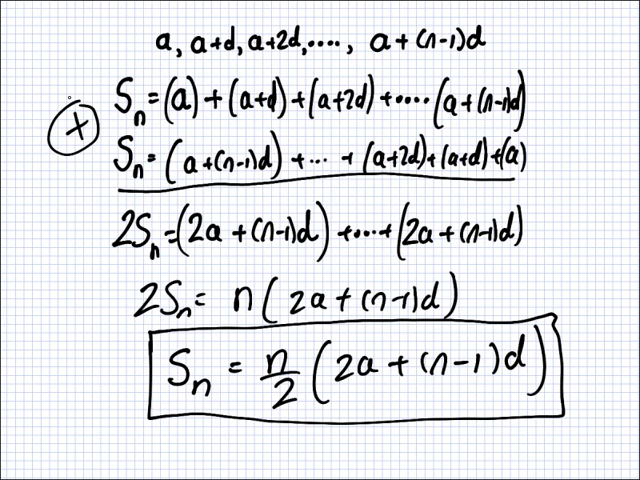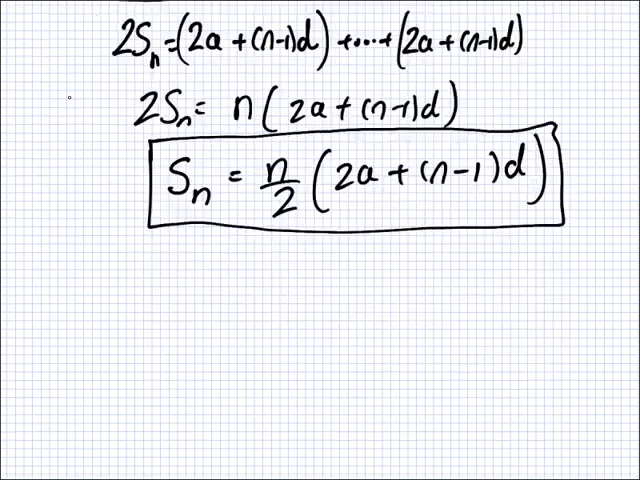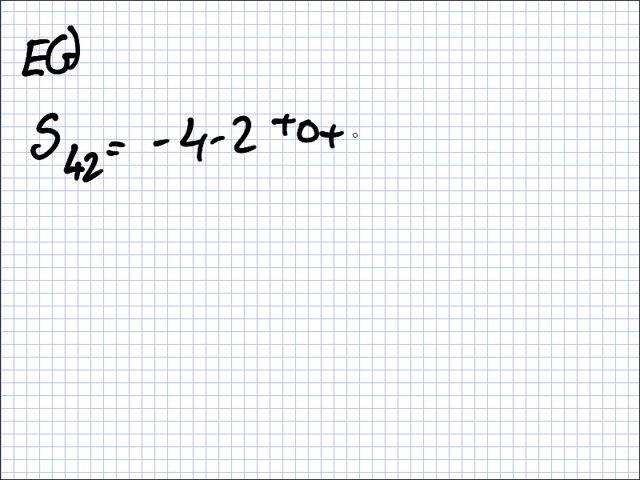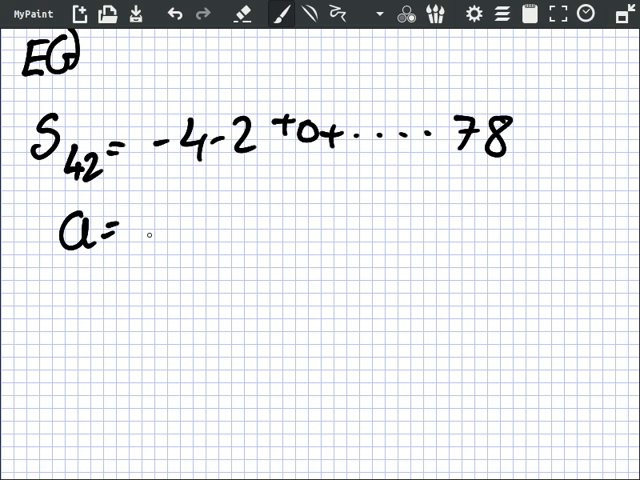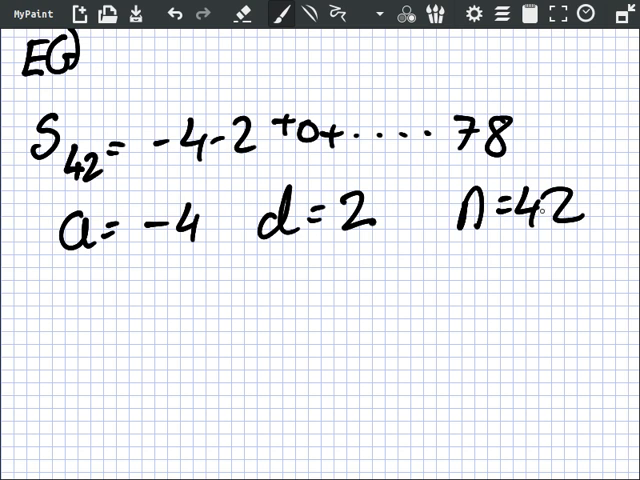Let's have a look at some examples now of using this formula. So the first one we want to do, calculate S42: minus 4, minus 2, plus 0, plus ... all the way up to 78. So let's write down the info. What's the first term? And the d? 2. And how many terms? 42 terms. Because I actually say it in the question, S42.